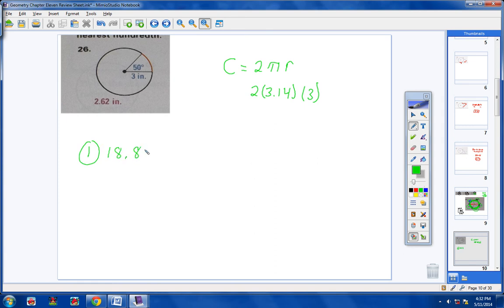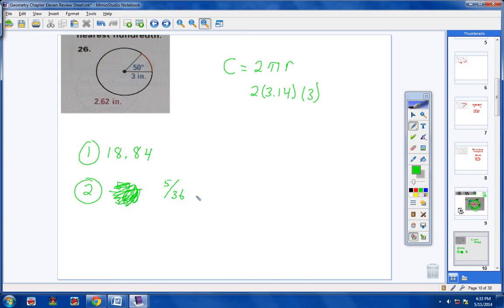Then next, I said to find the fraction of the circle that you're dealing with. Well, you're dealing with 50 degrees over the whole circle, which is 360. In other words, this little wedge right here that forms this arc, you're dealing with 50 out of 360 degrees. And then, of course, if you reduce that, you're going to get 5 over 36. So step one was find the circumference. We did that. Step two was to find the fraction of the arc that you're dealing with, and you're dealing with 5/36 of the entire circle.